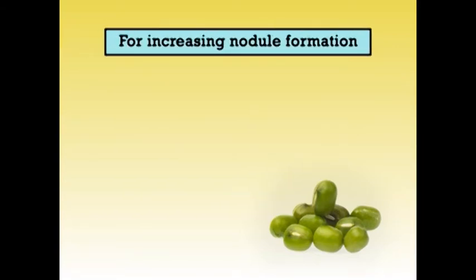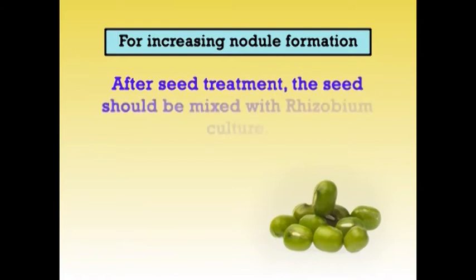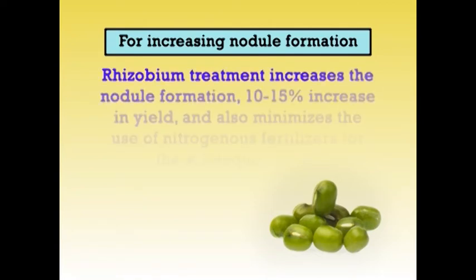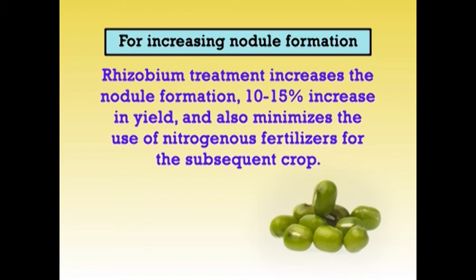For increasing nodule formation, after seed treatment with the previously mentioned chemicals, the seeds should be mixed with rhizobium culture. One packet of rhizobium culture, that is 250 gram, is sufficient for the seed treatment required for 1 acre. Rhizobium treatment increases nodule formation, gives a 10 to 15% increase in yield, and also minimizes the use of nitrogenous fertilizer for the subsequent crop.